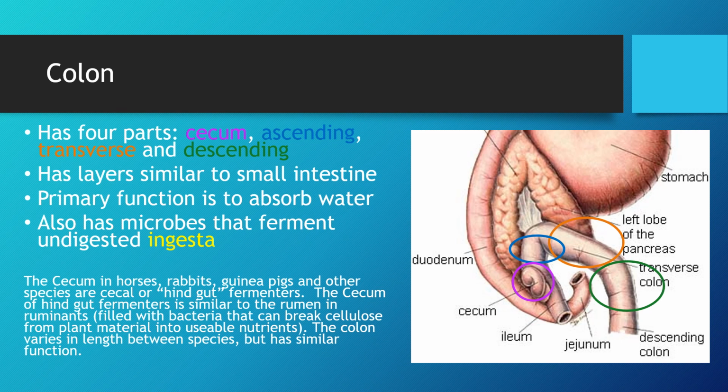The colon does vary in length between species, of course, but it all has similar function, except for that cecum part. The cecum is the exception. So the cecum is huge in a horse. It's several feet long, and it's what they call the fermentation tank for them. And it just does all of the breaking down of their food.